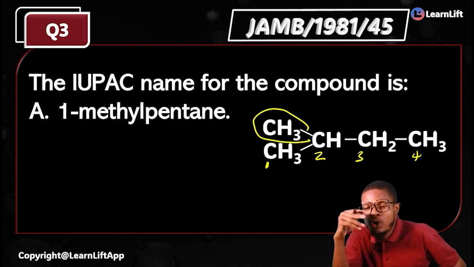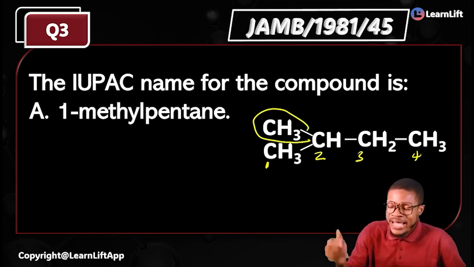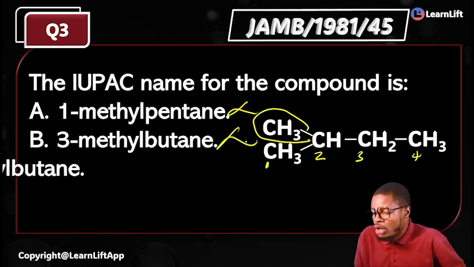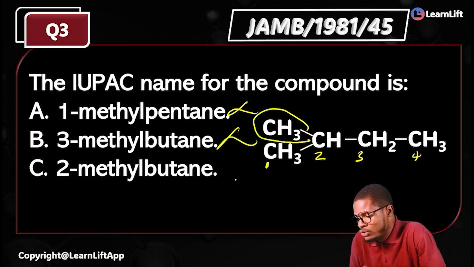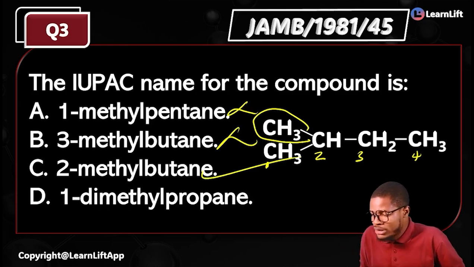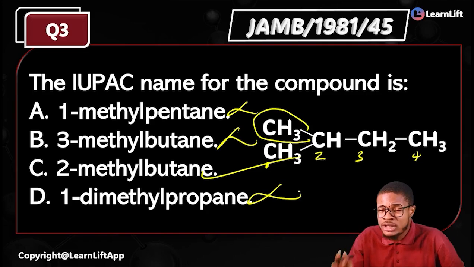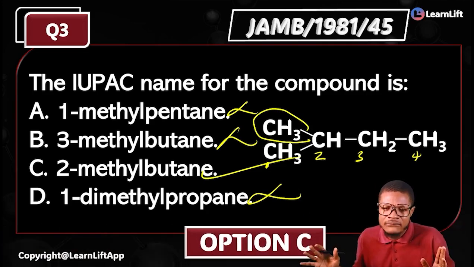2-methylbutane, that's the answer. So 1-methylpentane, never. Your 3-methyl, no. Option C says 2-methylbutane. Sure, you see, that's the correct answer. Option D says 1-dimethyl, that's not the answer. What is the answer? 2-methylbutane. Option what? C. You are out of there.